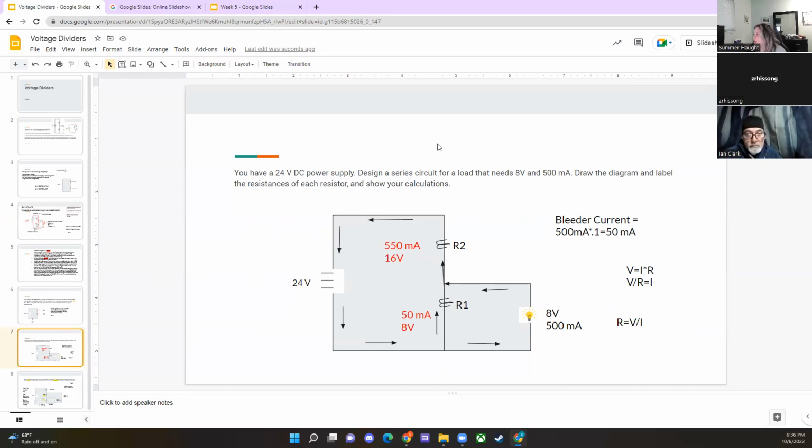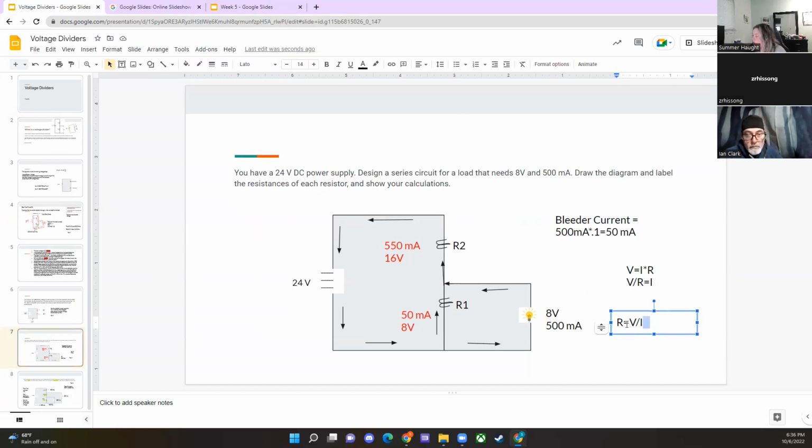But really, the only thing left for this is that this is almost complete. The only thing you'll have to do on your own is calculate the resistance value at R2 and R1, which you can do very simply by using Ohm's law and these two values that we already calculated.